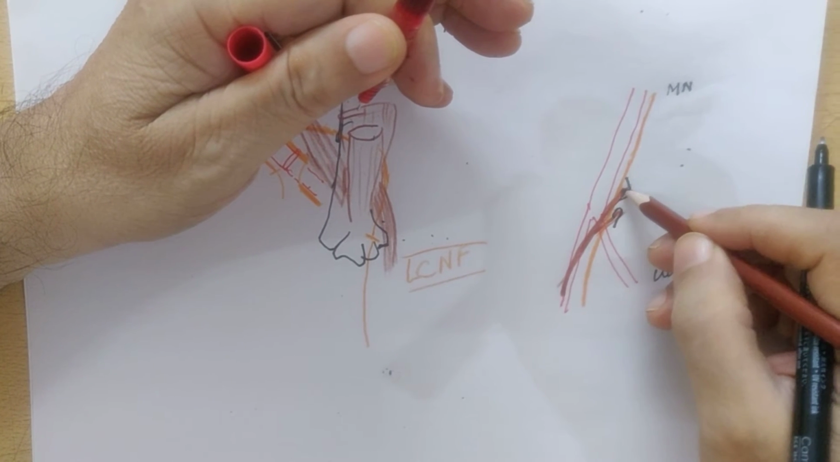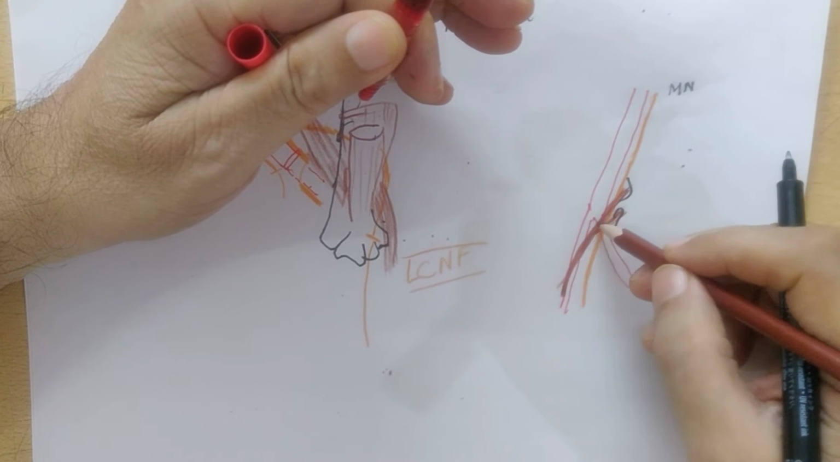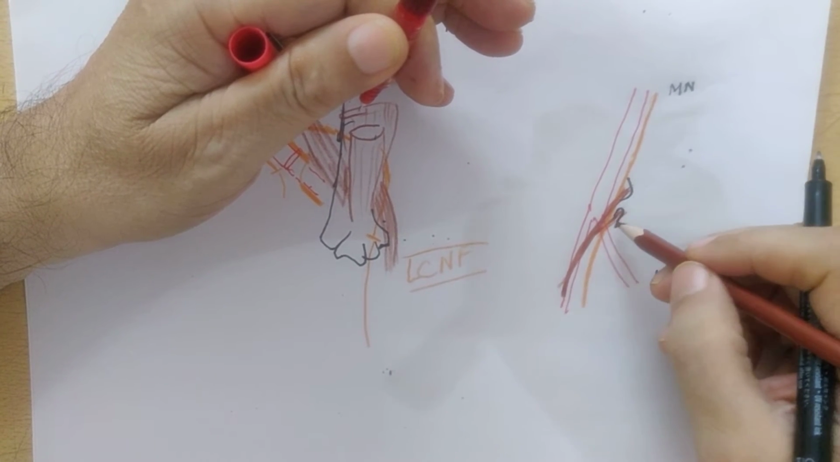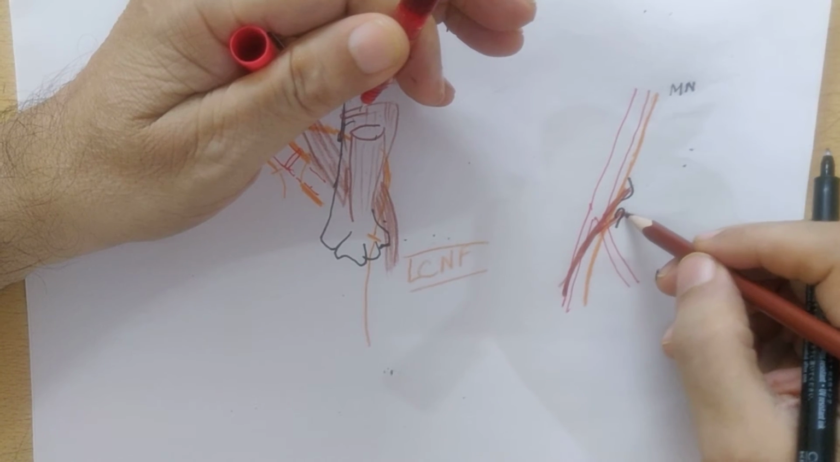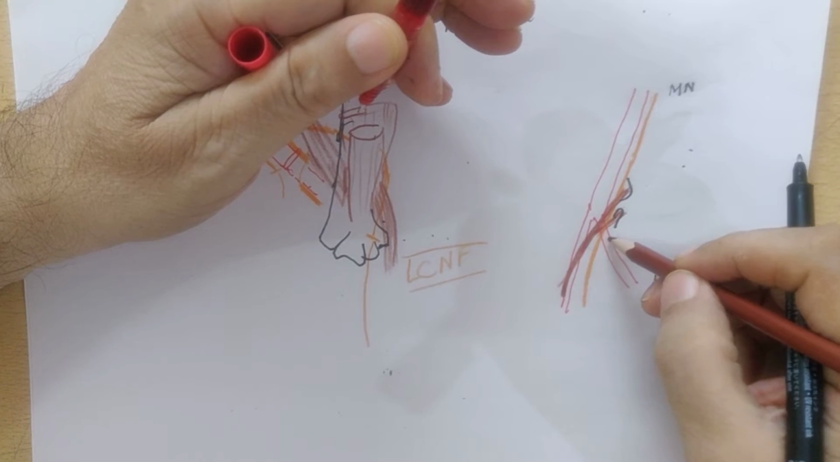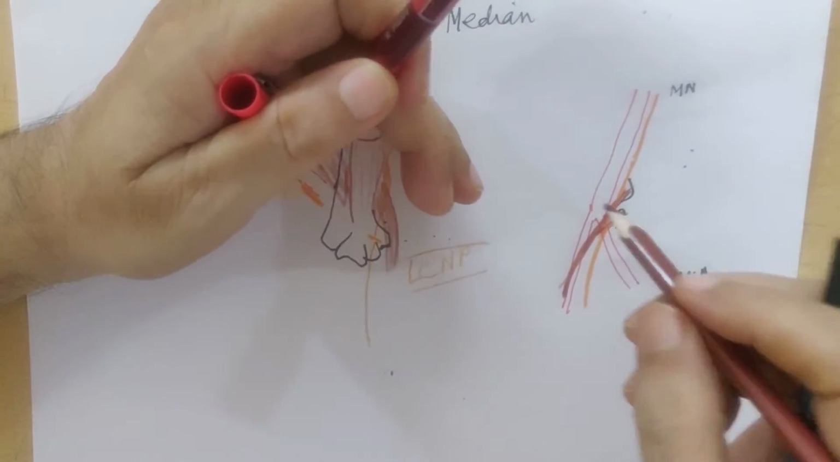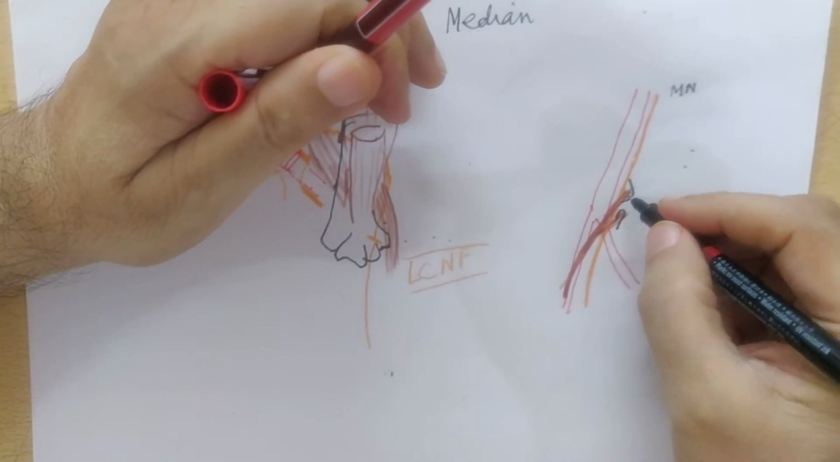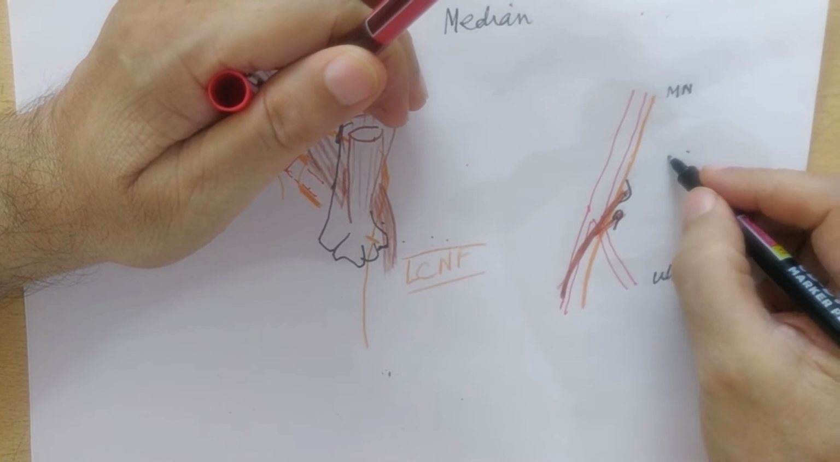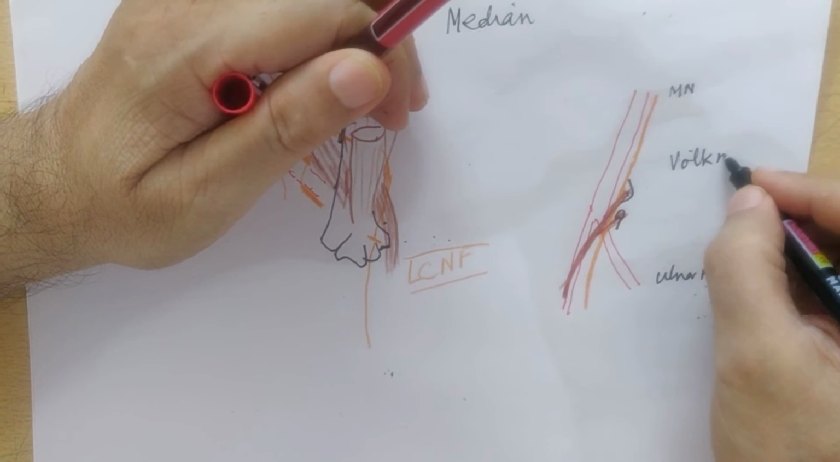So from superficial to deep, what you'll get? You'll get the humeral head of pronator teres. Then what will you get? You'll get the median nerve. Then you will get the ulnar head of pronator teres, and then you will get the ulnar artery. So this is extremely important when you are releasing this pronator in Volkmann's ischemic contracture.